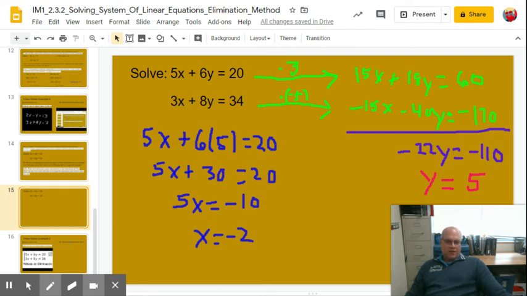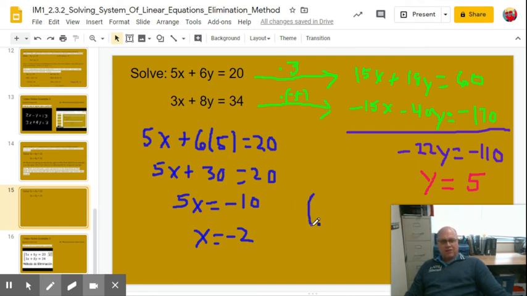All right, we want to check our answer. And so to check, I'm just going to do it verbally here with you. I'm going to substitute -2 in for x, and I'm going to substitute the 5 in for y on the bottom equation first. So 3 times -2, that's -6, plus 8 times 5 is 40. Is 40 plus -6 34? Yes, it is. Check. Let's do the top equation. 5 times -2 is -10, plus 6 times 5 is 30. -10 plus 30 equals 20? Yes, it does. Check. So we've checked it.